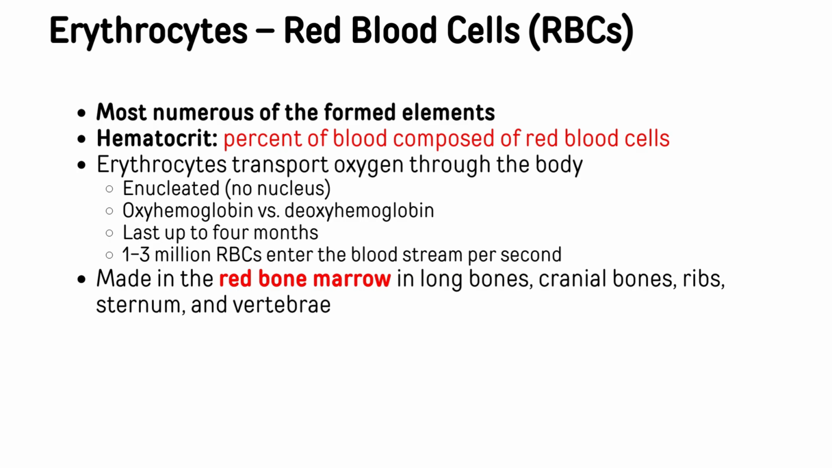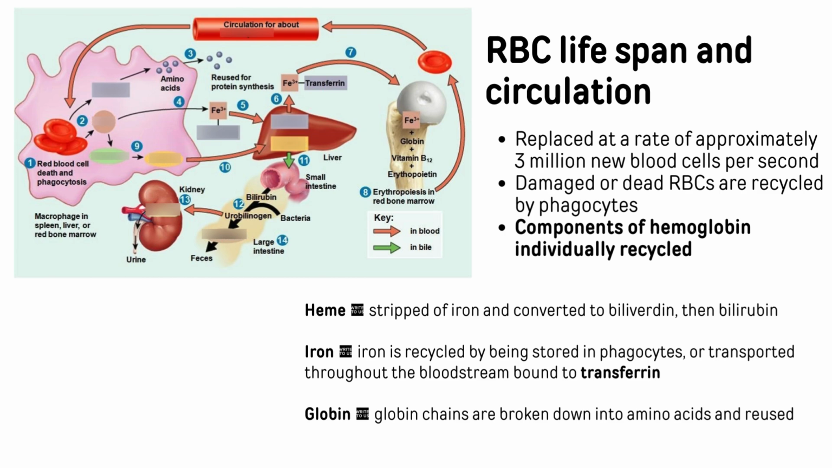Now, the fact that they are enucleated, or anucleated, they have no nucleus, and they don't have most organelles, means they don't last very long. They're made in the red bone marrow, but they only last about 3 to 4 months. But luckily, we can make more. About 1 to 3 million red blood cells enter the bloodstream per second.